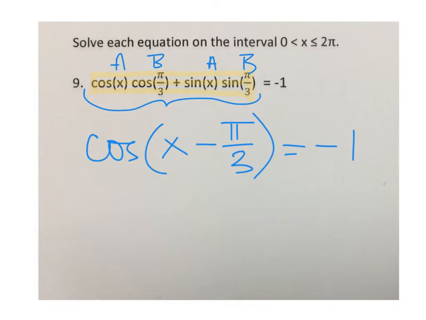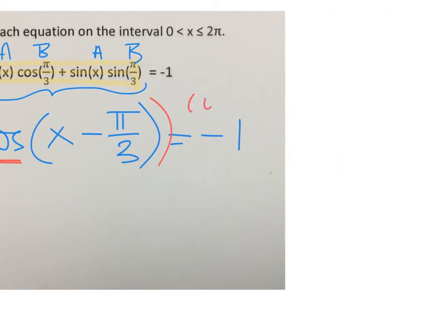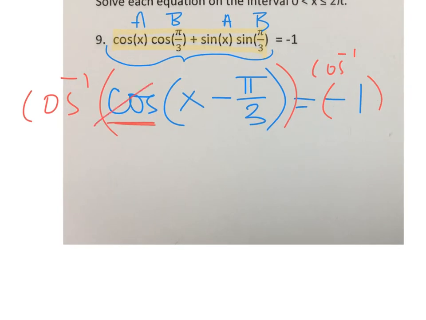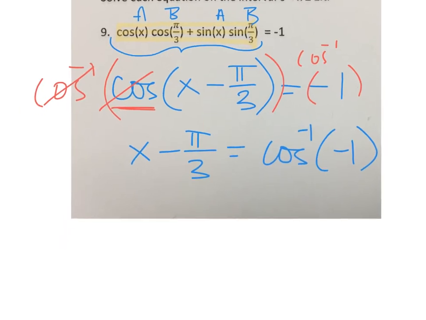Okay, so now that we have the cosine, we need to solve for x. So the first thing we do is get rid of the cosine, and we do that by inverse cosining. So the inverse of the cosine cancels that out, and we're just left with x minus pi over 3. And on the right side, we now have the inverse cosine of -1.